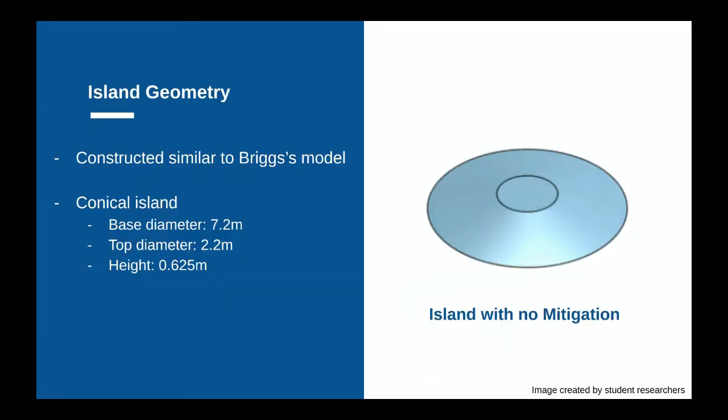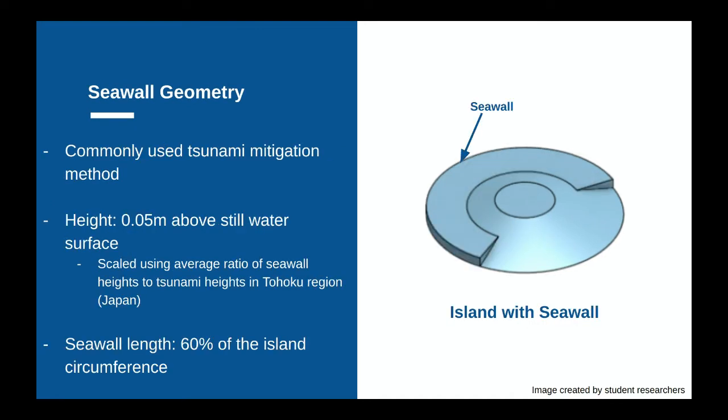The base island geometry was conical, with base and top diameters of 7.2 and 2.2 meters respectively. The vertical height was 0.625 meters. This was the island geometry studied at the U.S. Army Corps of Engineers and serves as the unmitigated case here. Seawalls are a common mitigation method for spurious ocean waves, including tsunamis. The seawall height for this study was 0.05 meters above the still water height. This height was based on the average ratio of seawall heights to tsunami heights in the Tohoku region of Japan. The length of the seawall, 60% of the island circumference, corresponds to seawall coverage for small islands.